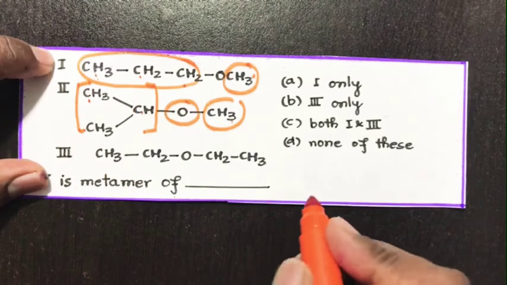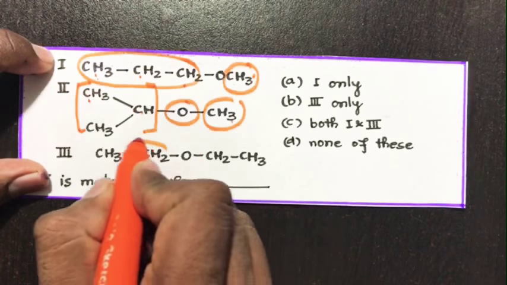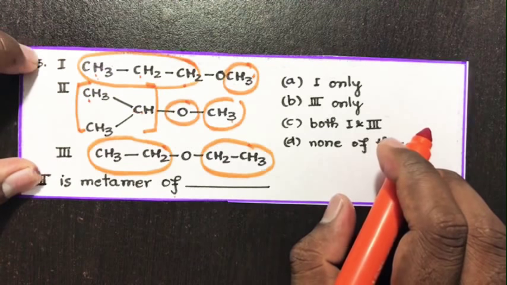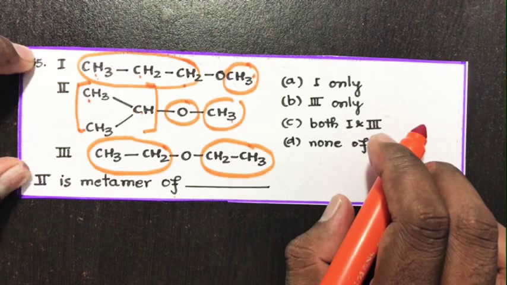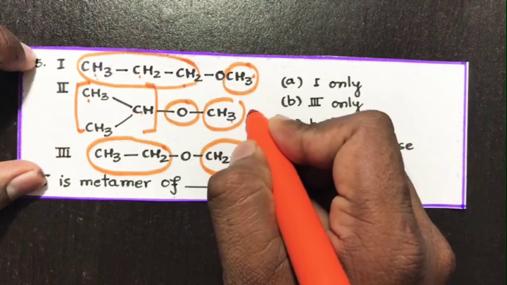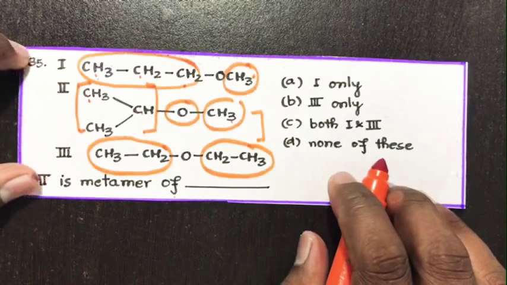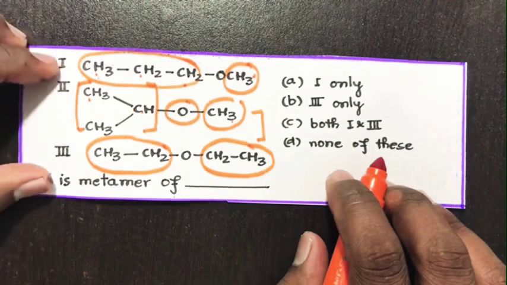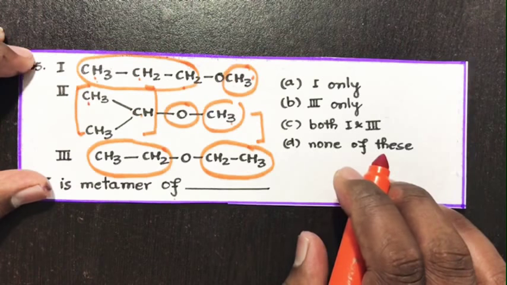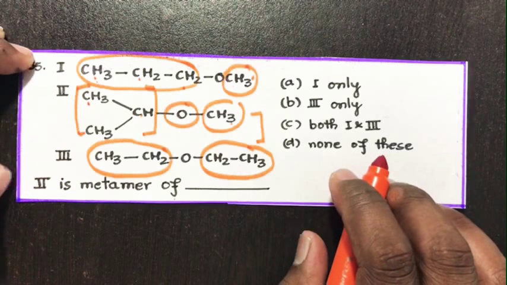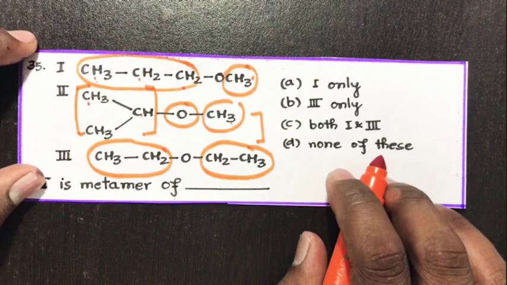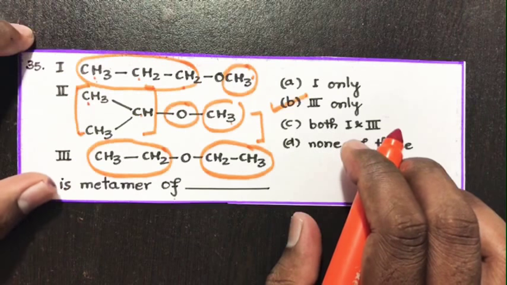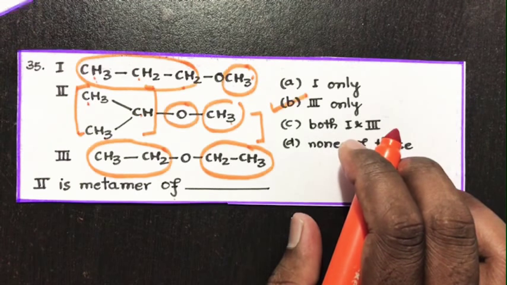Now coming to the third one, this is the ether functional group, and on both sides of this ether functional group we have ethyl group. So if I compare 2 and 3, then they will be metamers, because the alkyl groups on either side of the divalent functional group, that is ether, are different in this case. So the correct answer will be 3 only, that is option number B.